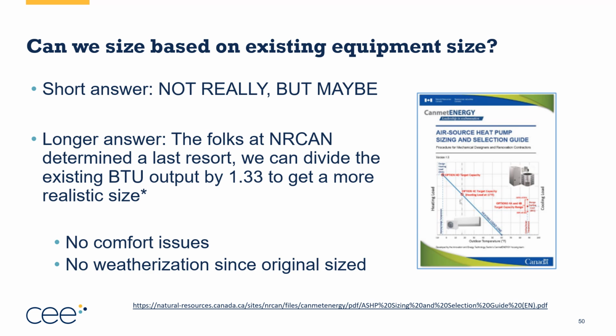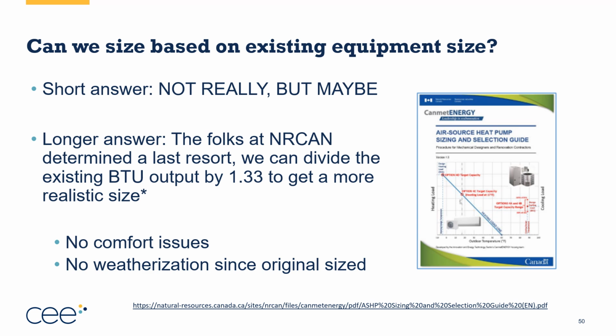So not really, but maybe, right? So you may have a program that allows you to do this, and if so, we're going to put some parameters in here. The folks at Natural Resources Canada have determined that this is what they call their last resort for sizing. So if you don't have any other good way to do it, you can do this, and you divide your existing BTU output by 1.33 to get a more realistic size, right?